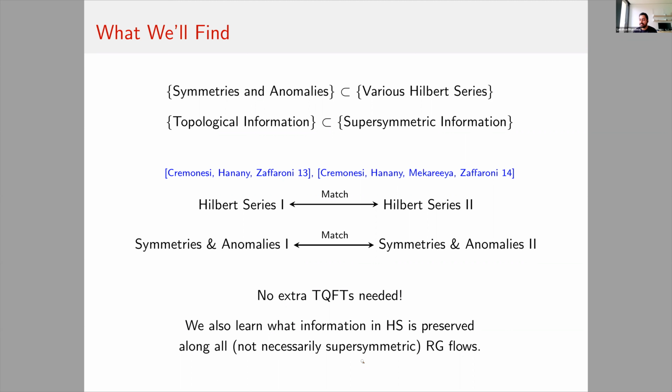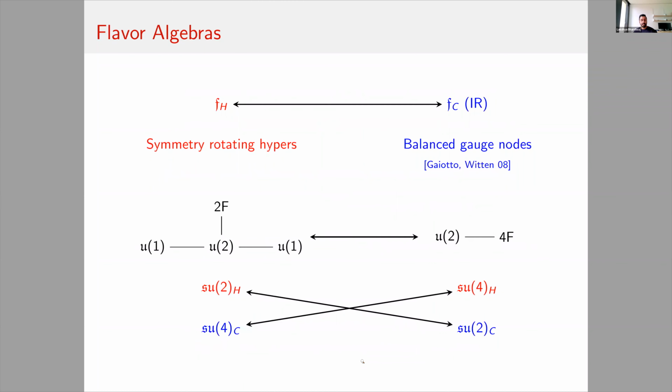Okay, other questions? Okay, so let me get into the details of the talk. The first thing that we are going to look at are flavor algebras. This is a very well-known story. What we know is that the Higgs branch flavor symmetry is supposed to be mapped to the Coulomb branch flavor symmetry. So there are two distinct flavor algebras acting as isometries on the Higgs and the Coulomb branches.